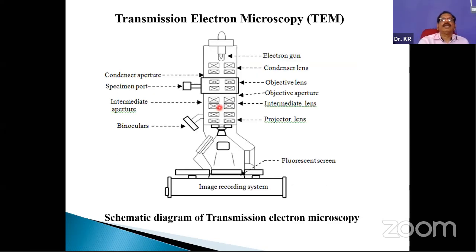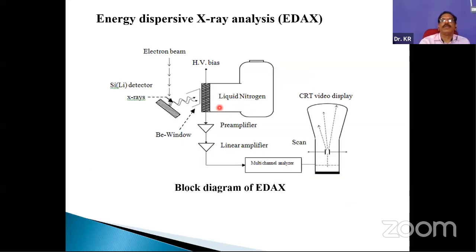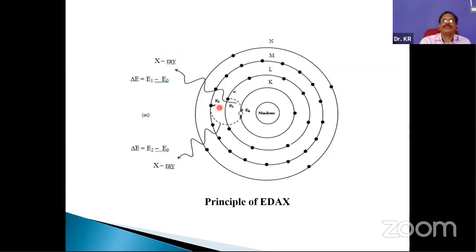For further study on surface morphology and the three-dimensional structural properties, we can use transmission electron microscope, TEM. This is the TEM image of a film. And for compositional analysis, we can use energy dispersive analysis of X-ray, using which we can find the amount of substance, amount of constituent particles in the thin film deposited on a substrate.